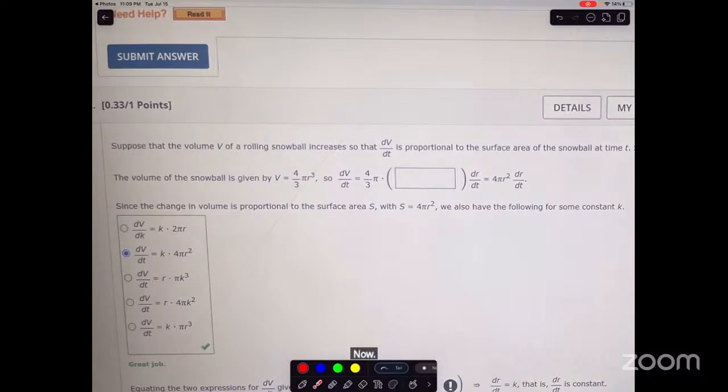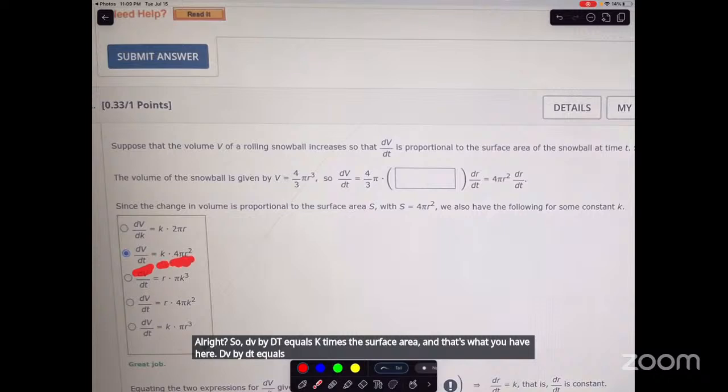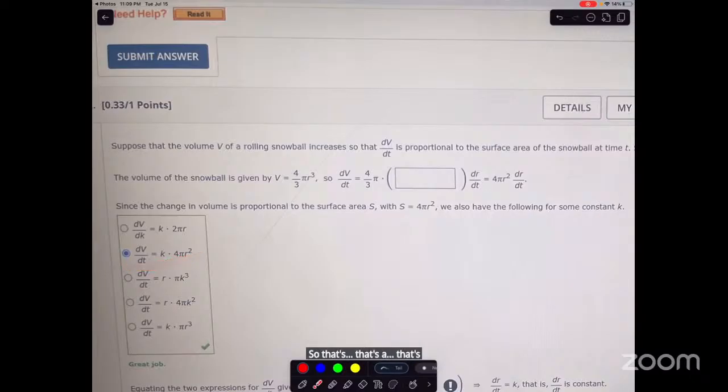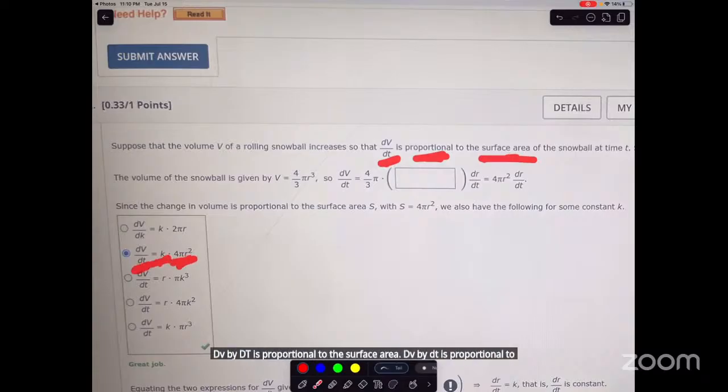Now it says that dV by dt is proportional to the surface area. So dV by dt equals k times the surface area, and that's what you have here. That's a direct application of the definition of what we mean by two functions that are proportional. Again, dV by dt is proportional to the surface area.